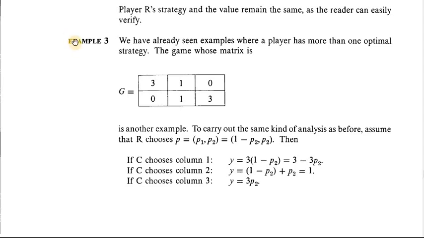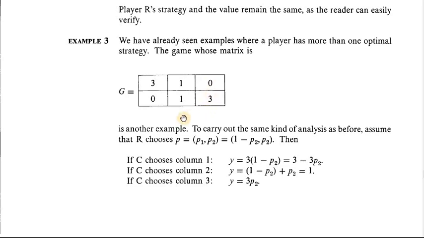Okay, let's do a slightly different example of a game where one player has two strategies. So here we have the row player has two strategies and the column player has three strategies. And let's see, is there any strategy here that is dominating? I don't think there is. You can check and see.